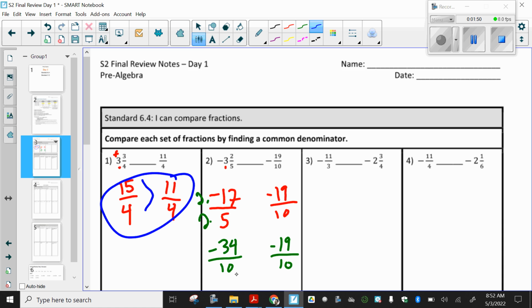And then I have to ask myself again, do my bottom numbers match? Which one's larger, negative 34 or negative 19? Negative 19 is larger. There's my final answer. You need all this work, but there's my final answer.